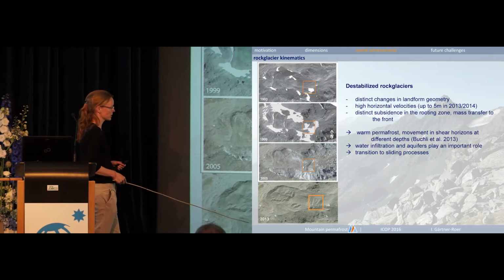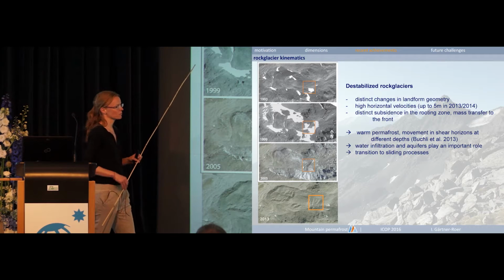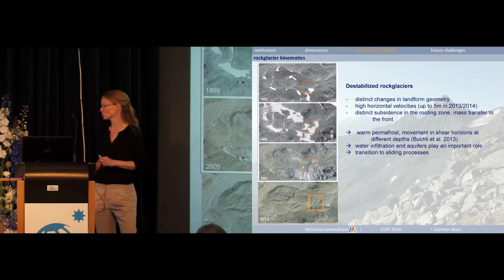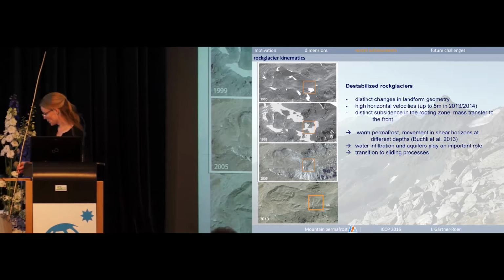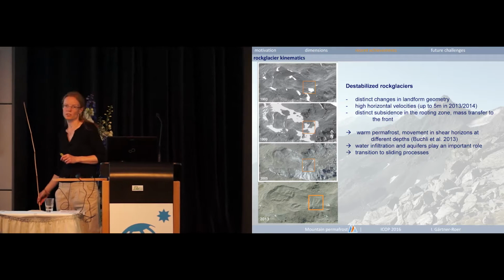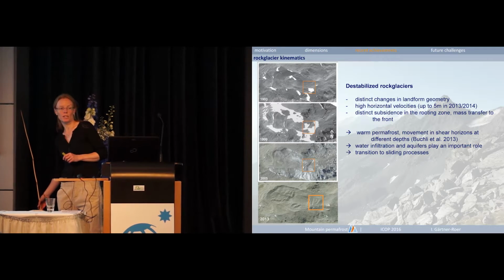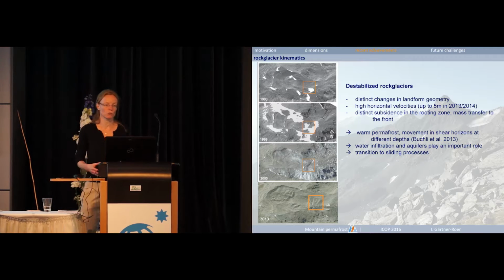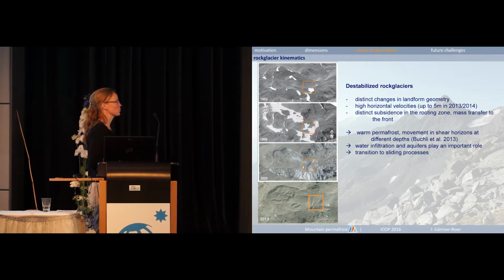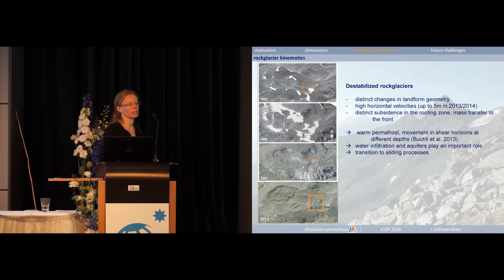So we see these forms, and we have several examples also from the Austrian Alps, where it became visible that it started already in earlier times. So this is not so much related to the recent warming that we observe, but we still have to have a look at these landforms.